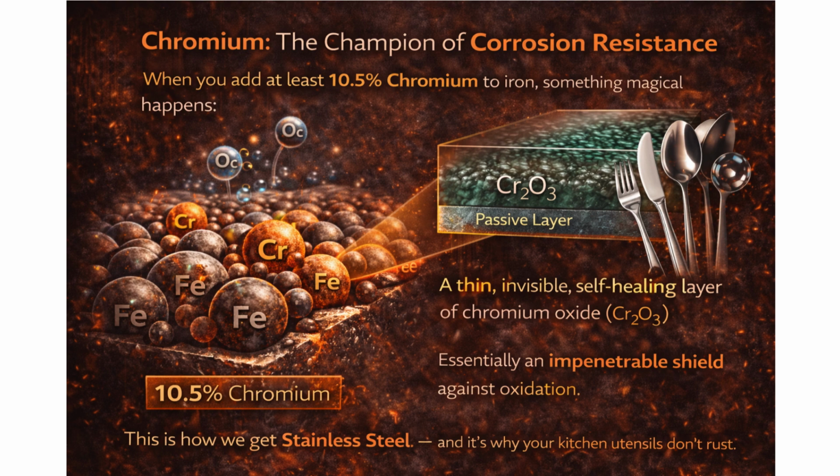When you add at least 10.5% chromium to iron, something magical happens. The chromium atoms on the surface react with oxygen to form a thin, invisible, self-healing layer of chromium oxide, Cr2O3.